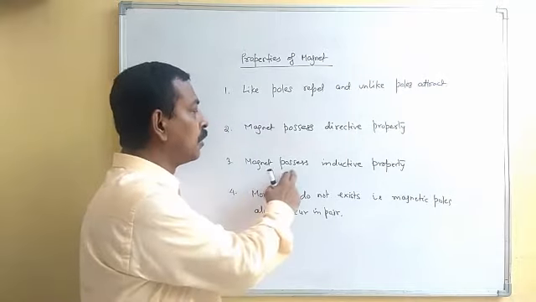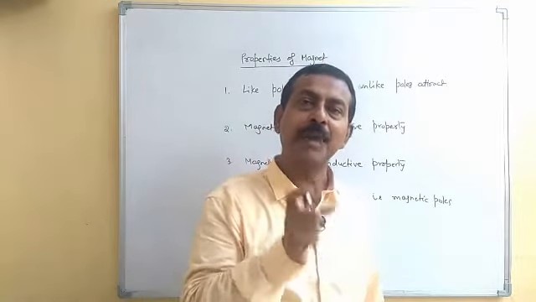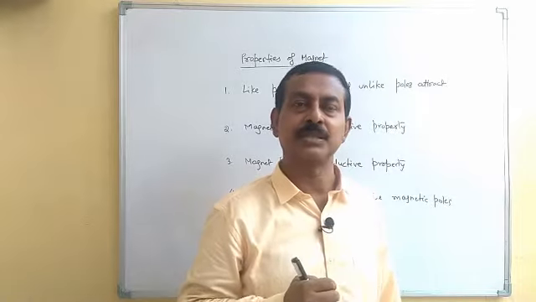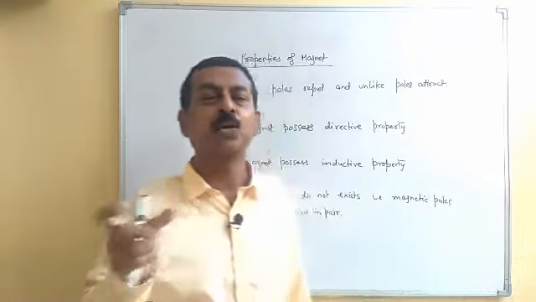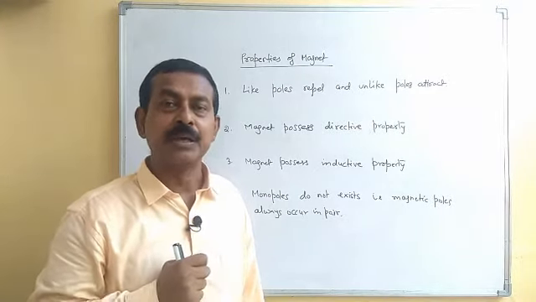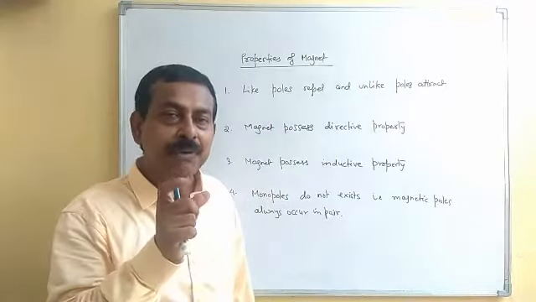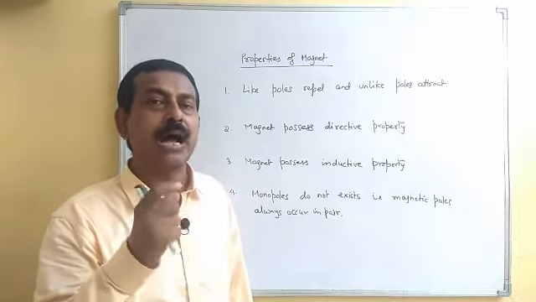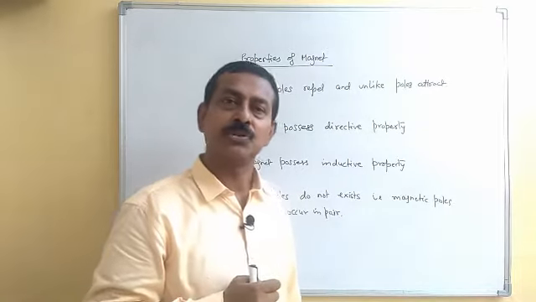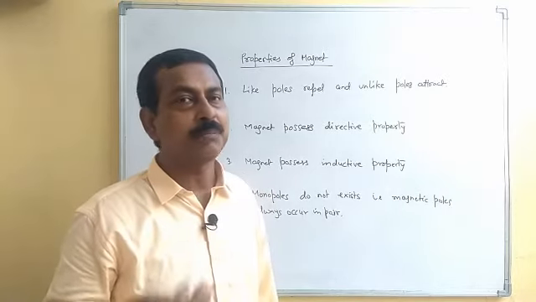Another is magnets possess inductive property. That means if you bring a magnet close to a magnetic substance, it will induce magnetism in the other substance. Like suppose you have another iron piece, in that case it will induce magnetism in it. So it will develop the magnetic poles, and then there will be magnetism acquired by the other magnetic substance also.